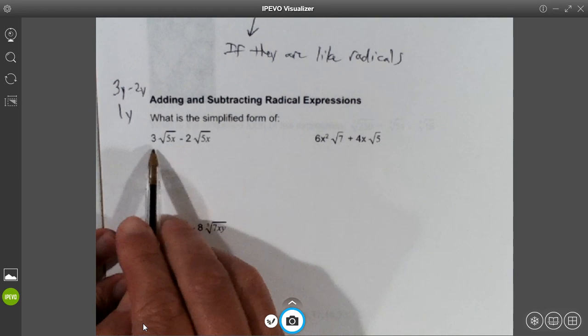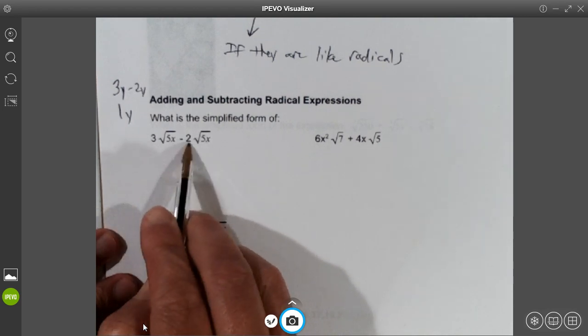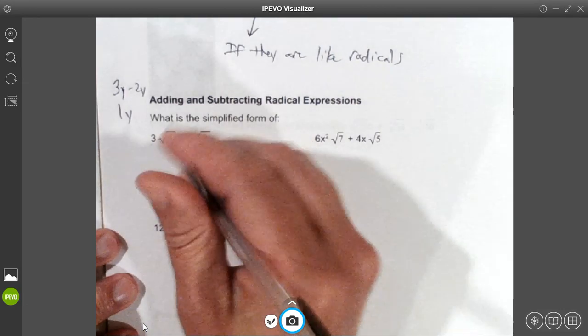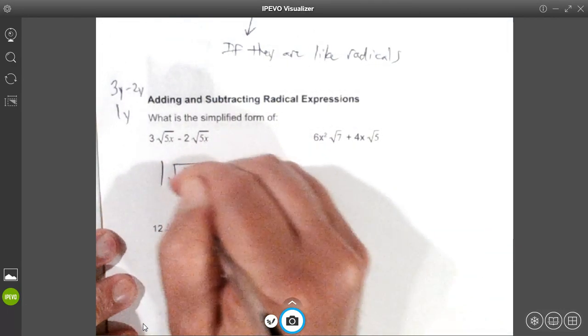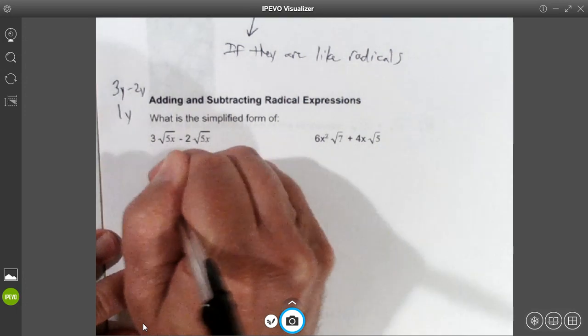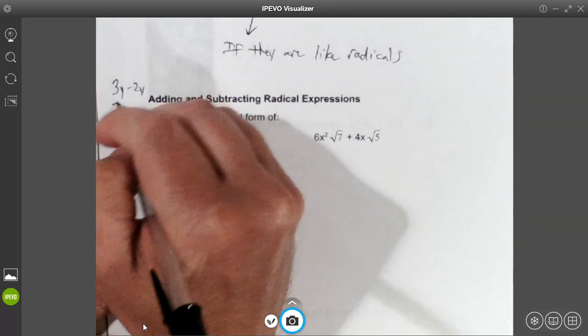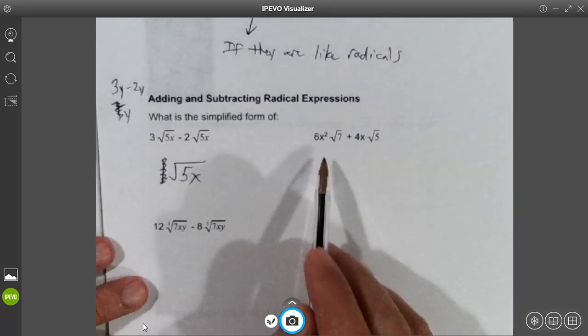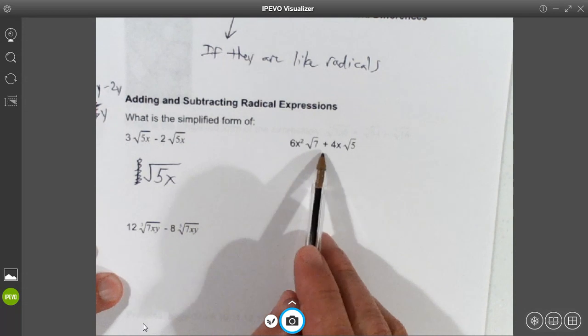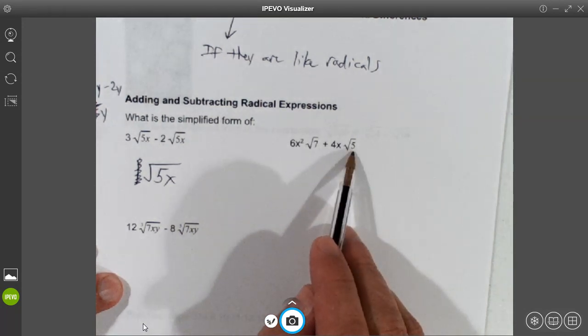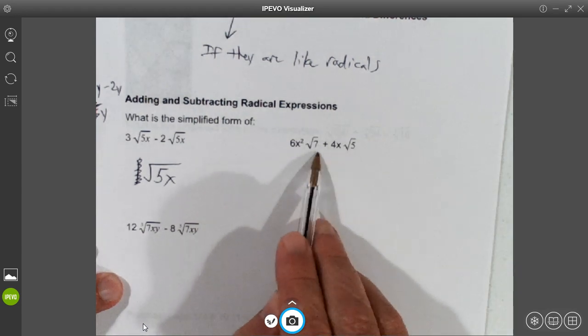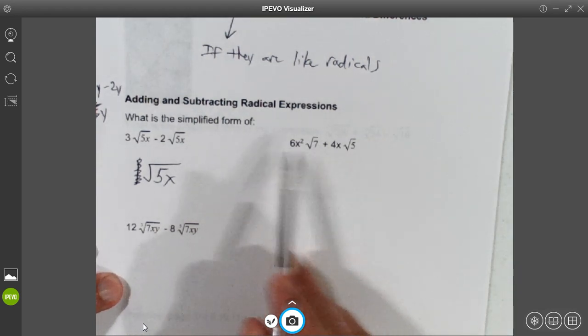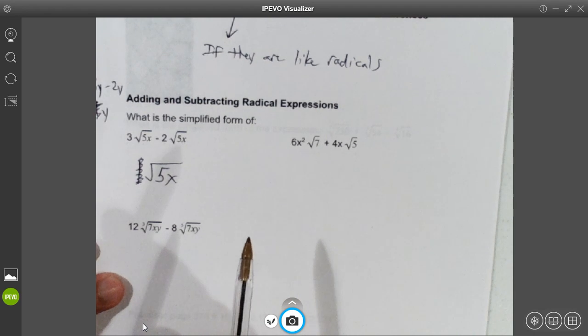So I can combine these, since they are like radicals, by simply subtracting these two, let's call them coefficients for lack of a better word. So it'd be 1 times the square root of 5x. Or you simply could put the square root of 5x, just like here. A lot of times we don't write that 1, we just say y. Putting the 1 there is not a mistake, it's not a problem, but it's not needed. Here, if I look at 6x squared times the square root of 7 plus 4x times the square root of 5, I can't do anything because these are not like radicals. So this is the simplified form of that.